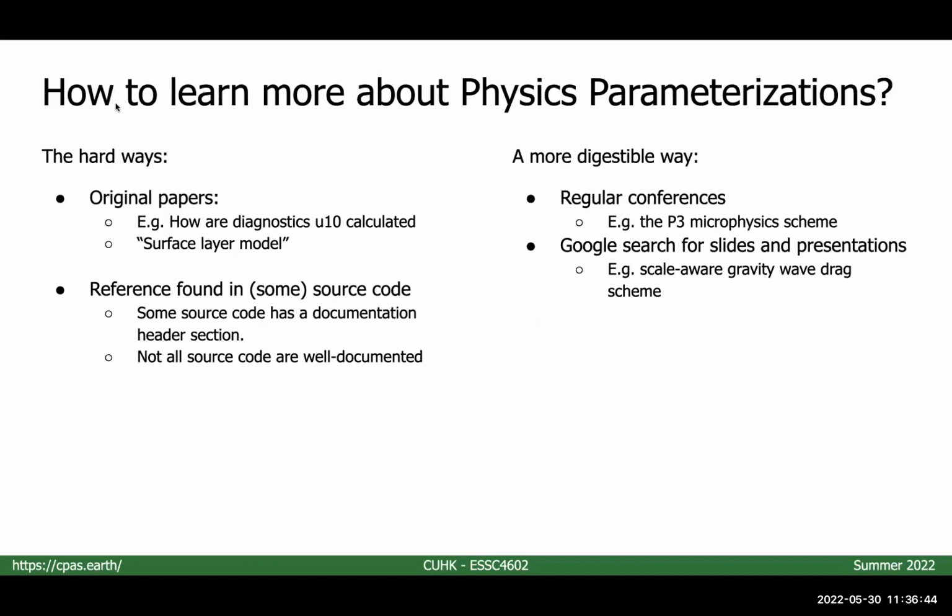You have to choose physics parameterization schemes when you run real simulation jobs. So how do you know more about what the choices are? They are actually hard. The hard way is to read the original papers I have shown you. For example, you may be curious how the diagnostic U10 is calculated, and I will tell you it is calculated by a surface layer model.